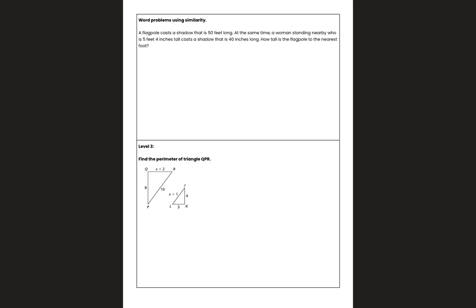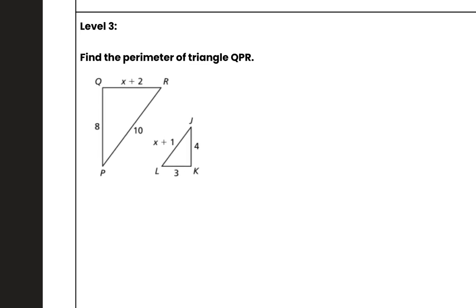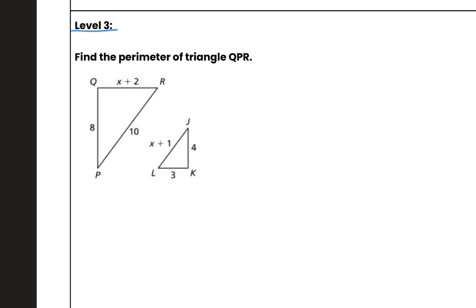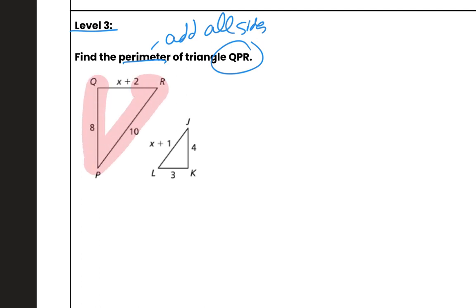Okay, so it says find the perimeter of this triangle. Okay, so level 3 perimeter, we know we're going to add all the sides. So if we're going to add all the sides, we need to find the perimeter of QPR. So that's this one right over here, right? So we know that we're talking about this one right over here. Okay, that's what we need to find the perimeter of.